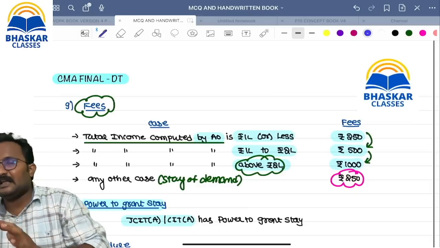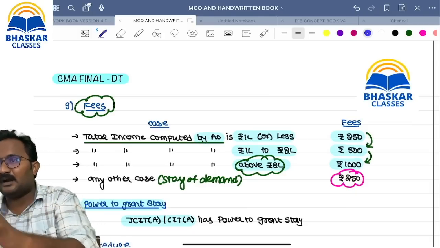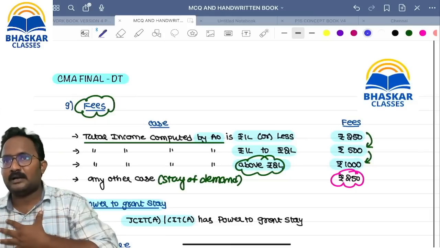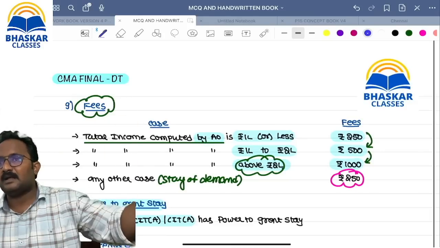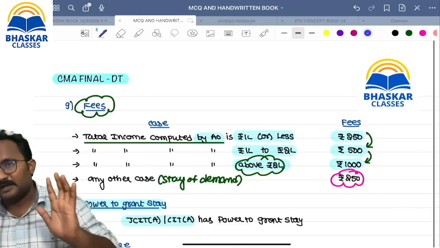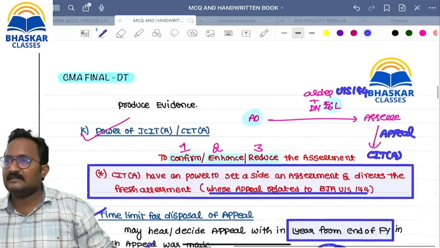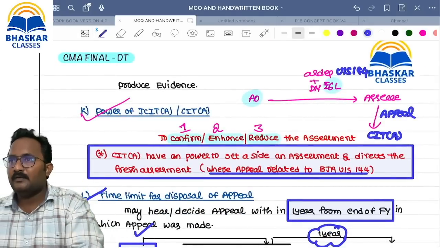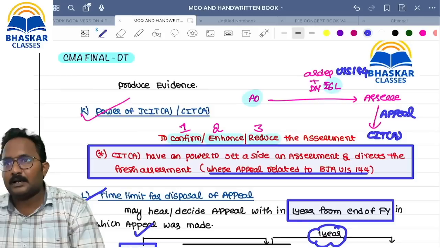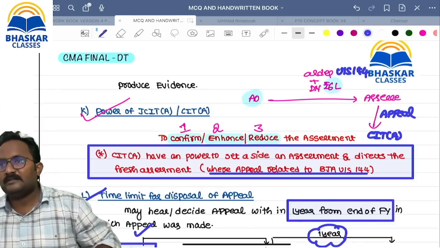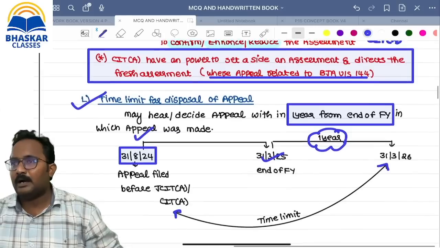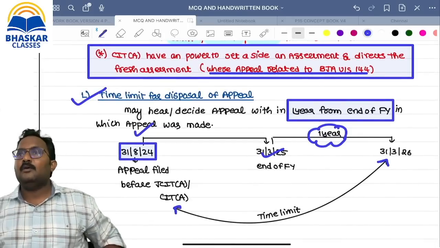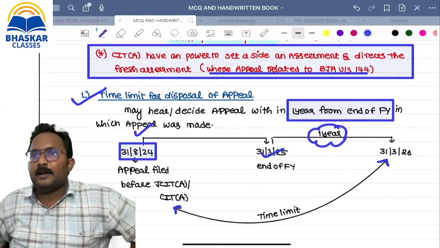Next one. CIT appeals or JCIT appeals have the power to grant a stay on demand. Until the order is given by the JCIT and CIT, income tax authorities shall not proceed with the demand notice. Now, what are the powers of the JCIT and CIT? Confirm, enhance, reduce. But with respect to the 144 order, they have the power to set aside the already passed order and direct a fresh order also. What is the maximum time limit to pass the order? Within 1 year from the end of the financial year in which the appeal was made.